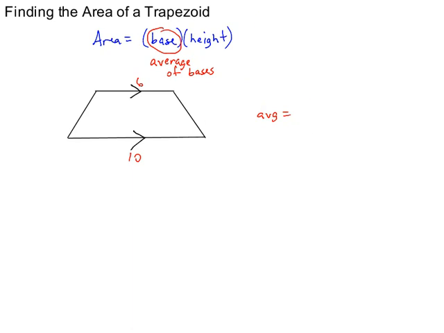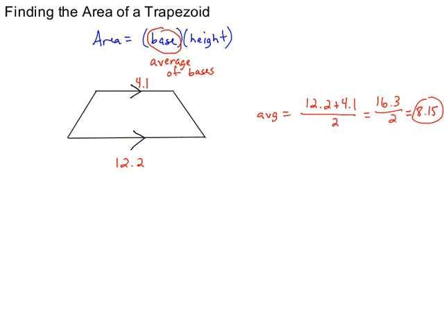So, for example, if you have 12.2 and 4.1, you would add those two numbers together and divide by 2 to figure out what's halfway between them. On top you get 16.3 divided by 2, and that's 8.15. So the average base in this case would be 8.15. So instead of using one base, you have to take the average of the two bases and then multiply by the height to get the area of this trapezoid.